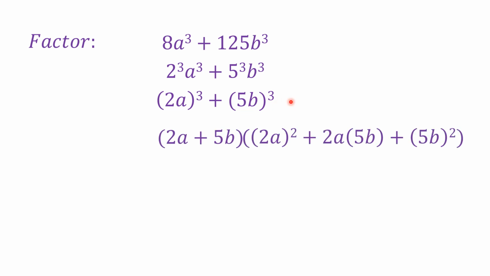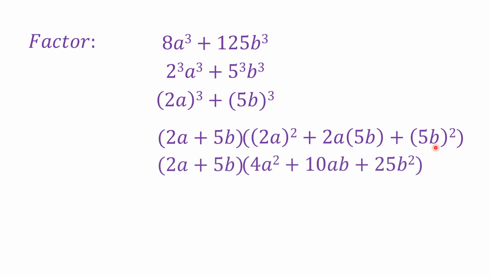And then for the second factor, it will be the square of the first term, which is 2a. Then the product of these two, which is 2a times 5b. And then the square of the second term, which is 5b, which is here. And then we're going to simplify further. The square of 2a is 4a squared because 2a times 2a is 4a squared. 2a times 5b, or 2 times 5 is 10, and then copy the a and b. And then 5b times 5b is 25b squared. So this will now be the factored form of this sum of two cubes.